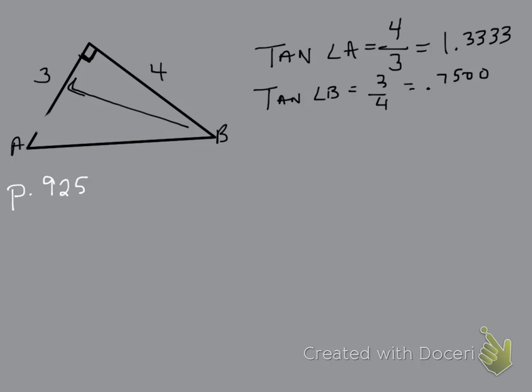As you scroll down, you're going to come across the angle at the closest one, 1.3270, and that is going to be 53 degrees. So what you can now conclude from using your tangent is that the measure of angle A is approximately 53 degrees.